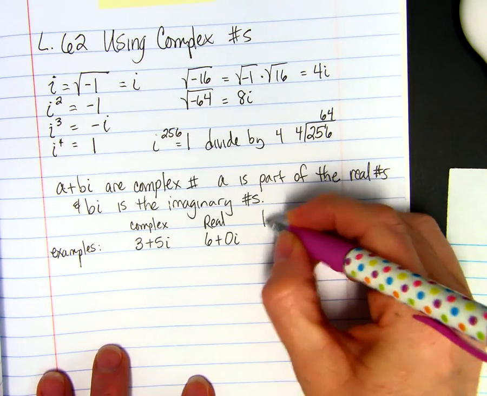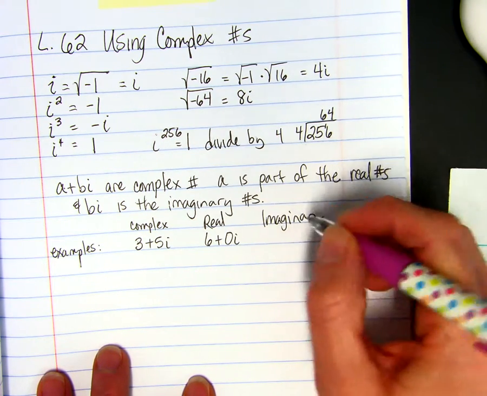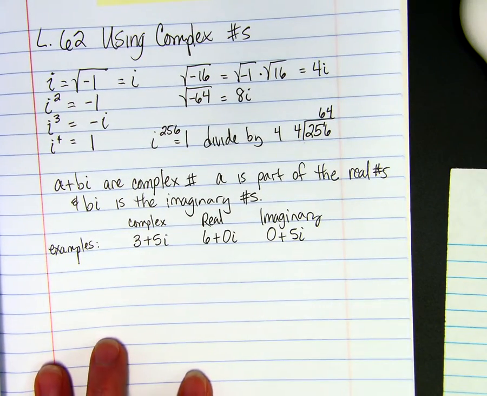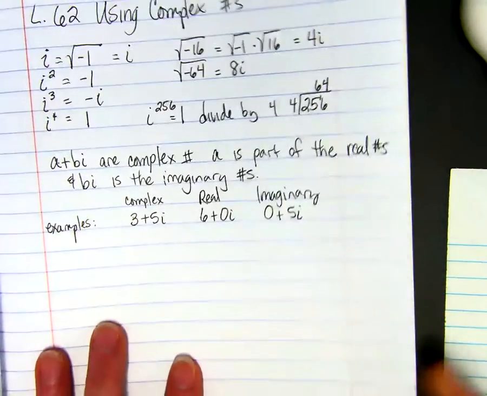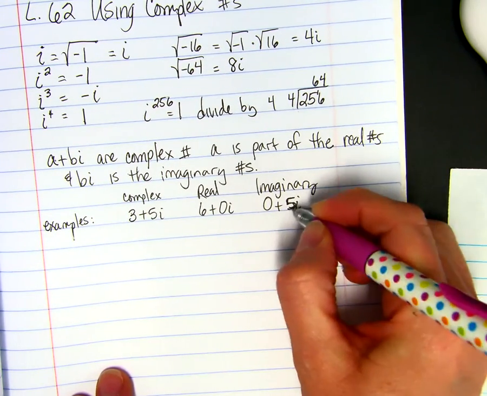And then we have the imaginary numbers. Imaginary would be like 0 plus 5i, or 3i, whatever. That looks like a 5i, so. Okay.